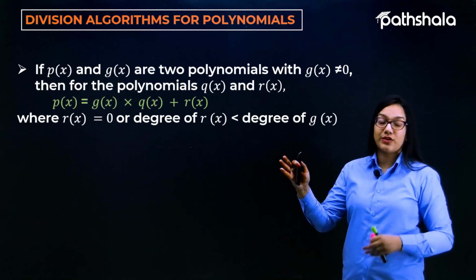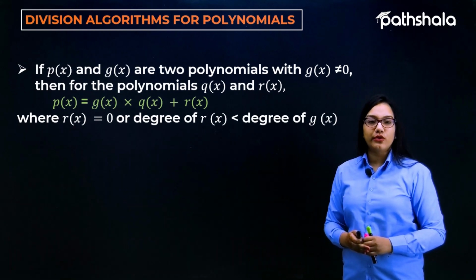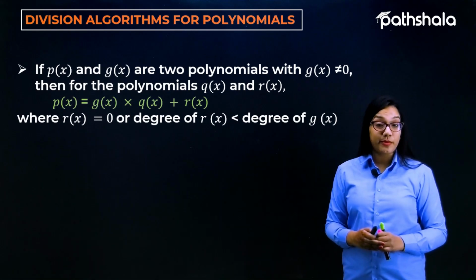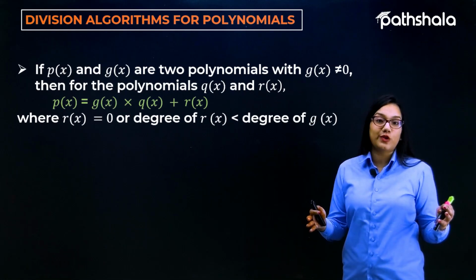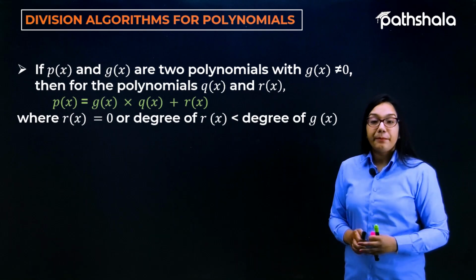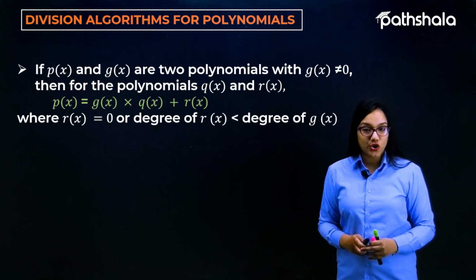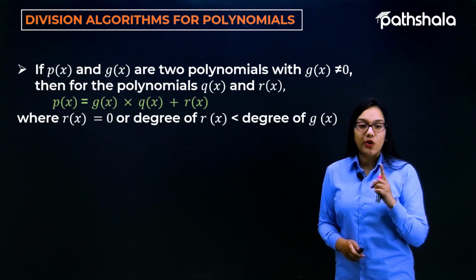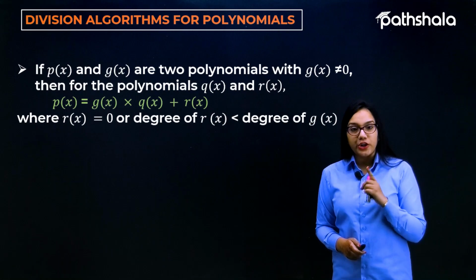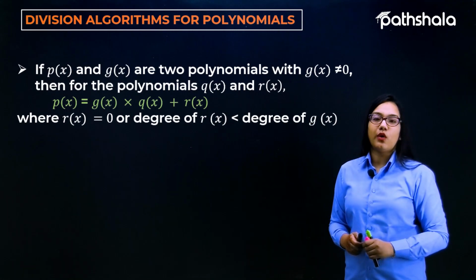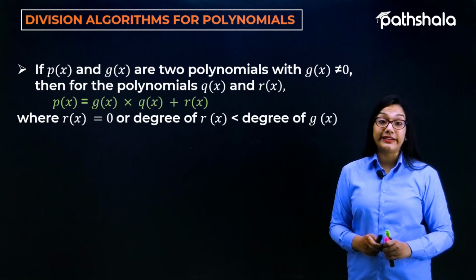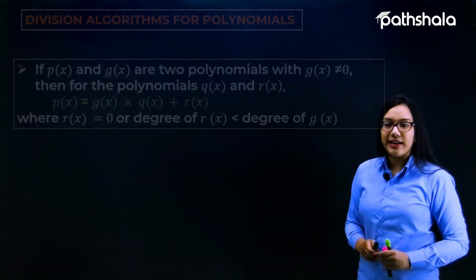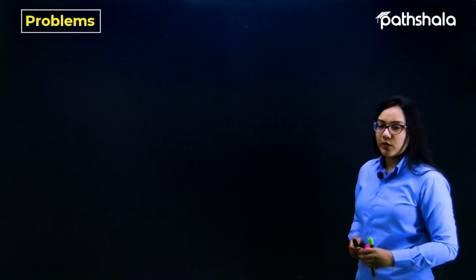This is known as the division algorithm, which says that for any polynomials p of x and g of x there must exist other two polynomials q of x and r of x such that p of x can be represented as g of x into q of x plus r of x. Always remember the condition on the remainder that either it should be equal to 0 or the degree of the remainder should always be less than the degree of the divisor. Now let's move on and talk about some of the problems.